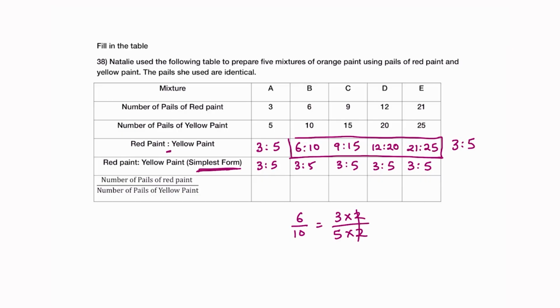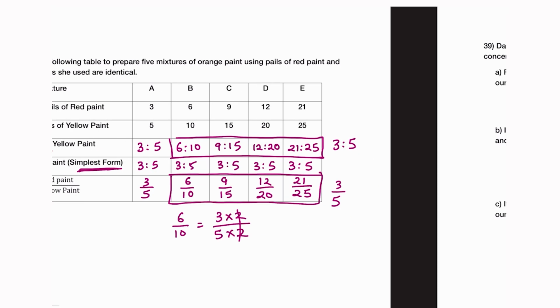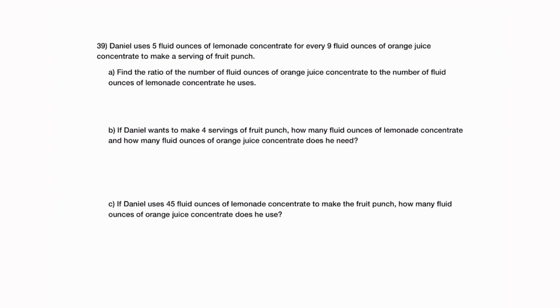And it says number of pails of red paint to the number of pails of yellow. So it's basically the same thing, but in the ratio format like this: 3 over 5, 6 over 10, 9 over 15, 12 over 20, and 21 over 25. And again, when you simplify all these fractions, all these ratios, it's going to be 3 over 5, and it's done. Question 39. Daniel uses 5 fluid ounces of lemonade concentrate for every 9 ounces of orange juice.